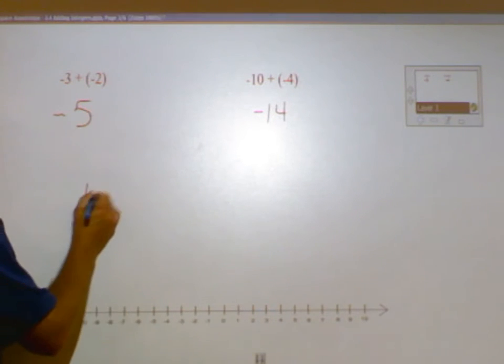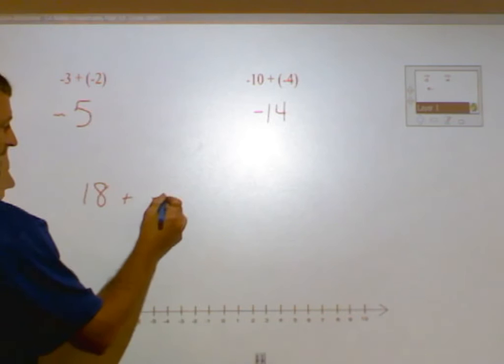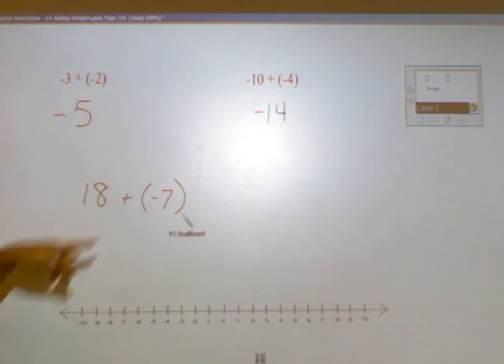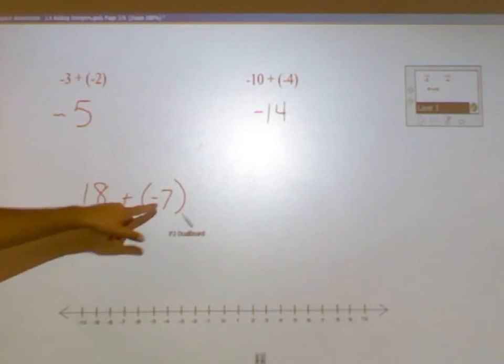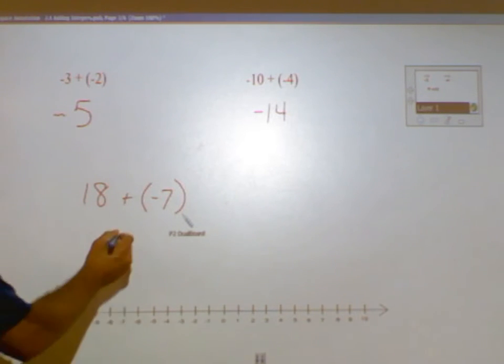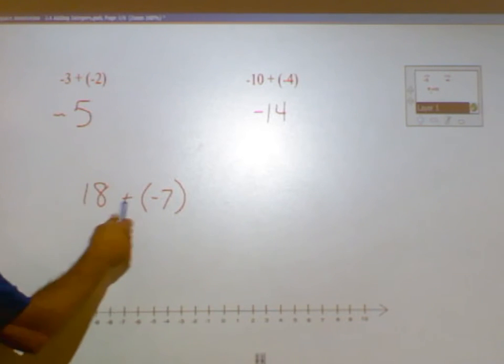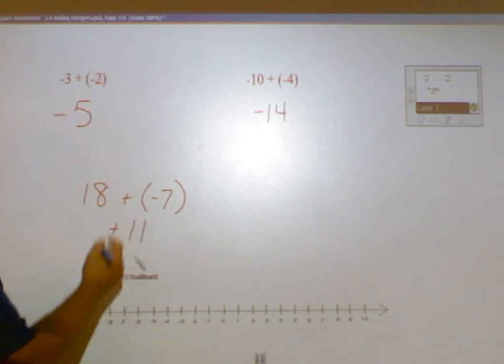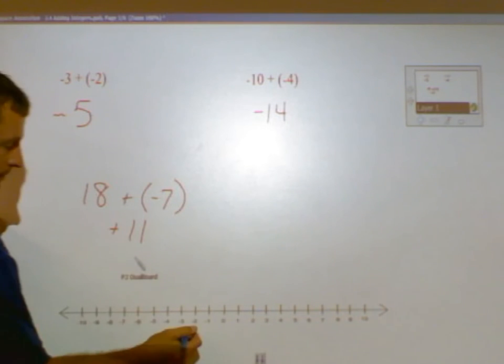If I have 18 plus a negative 7, I'm looking at my signs. My signs are opposite. I have more positives than I have negatives. First of all, that tells me I'm going to end up with a positive answer. 18 plus a negative 7, opposite signs, I'm going to subtract. 18, take these 7 away, gives me 11. I'm at positive 11.